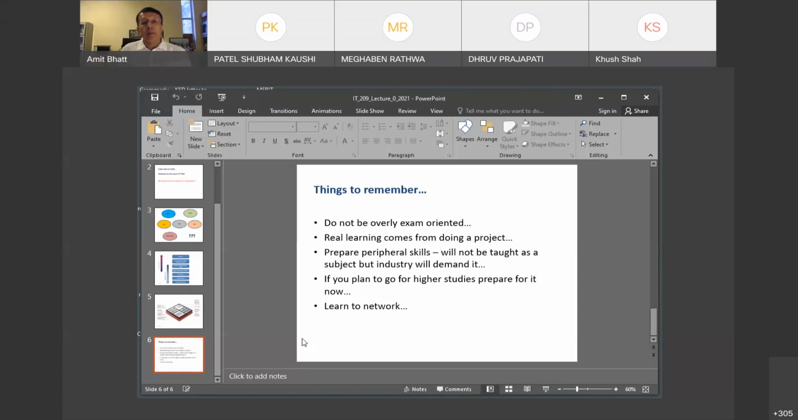Then comes preparing peripheral skills. They will not be taught to you as part of class A or class B, but they will be very useful. For example, there are a lot of scripting languages like TCL, Perl, or Python. You should learn these languages. Very, very useful.